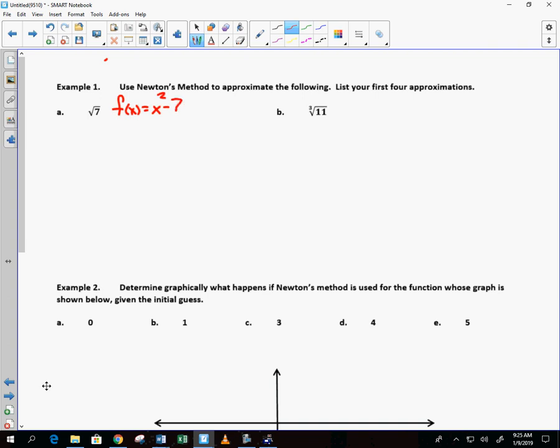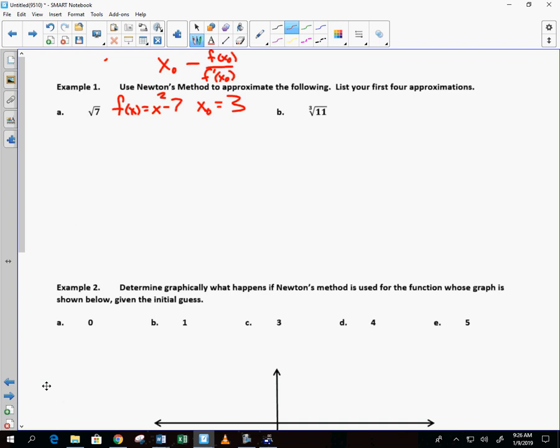X squared minus 7. Good. I need a guess, x sub 0. What do you approximate the square root of 7 to be? Give me a guess. 2.7. Let's take, how about 3? Okay, let's start off nice and easy. Let's just grab 3. Okay with that? What is Newton's method? Newton's method is this: x sub 0 minus f of x sub 0 divided by f prime of x sub 0.